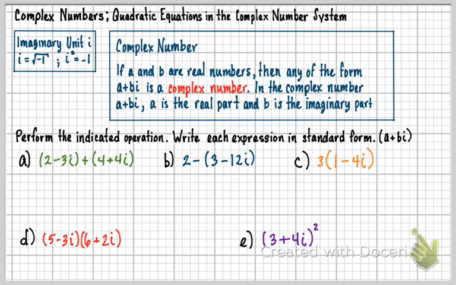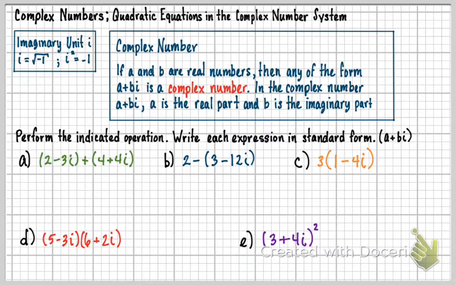Okay, so this says, perform the indicated operation. Write each expression in standard form, a plus bi. So they call a plus bi standard form for these complex numbers. So what we're going to do first is we're going to add. So check this out, we're adding down here. Okay, so this says 2 minus 3i plus 4 plus 4i. So essentially how this works is it's no different than any algebra we've done previously, like with x's and all those other letters that we had. So addition is just what we think.